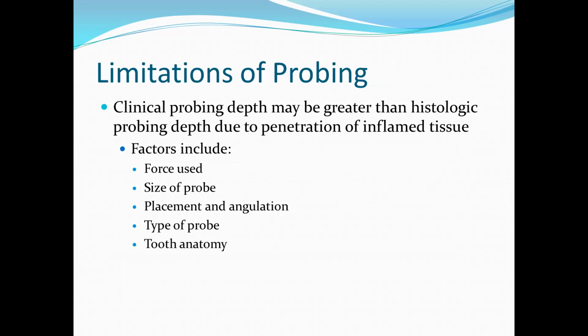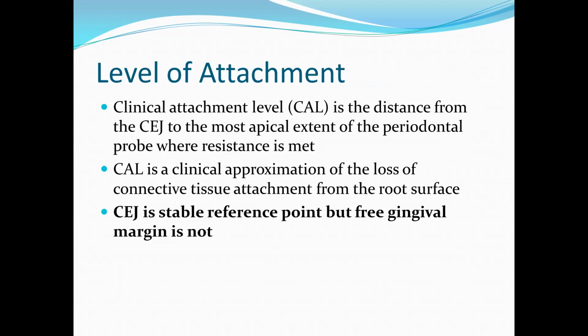There are some limitations to probing. We are penetrating the tissue. What force are we using? Okay, heavy-handed hygienists or clinicians are going to get about 1 millimeter deeper than not heavy-handed. What's the size of the probe? Is it chunky or is it real thin? All right, because the thinner one is going to probe deeper than the big chunky one. What's your placement and angulation? What type of probe are you using, and what's the tooth anatomy? Can you maneuver around that tooth anatomy?